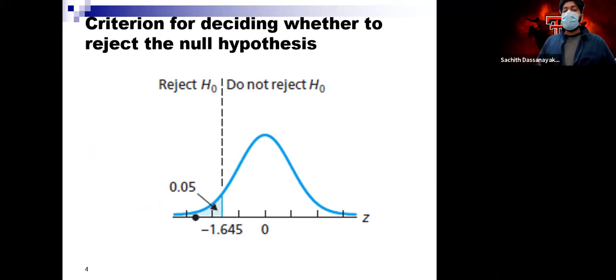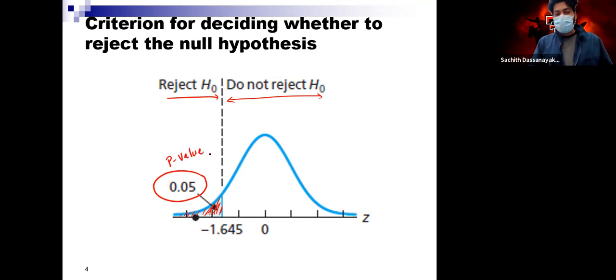This is the criterion for reject or do not reject. Let's say our rejection region is 0.05, this area. Whatever is in this region we reject, whatever is outside this region we do not reject. That's the criterion. As I mentioned, this value we need for the p-value approach. This value, something like this, we use for the critical value approach. Those are the two things. We will discuss that later.